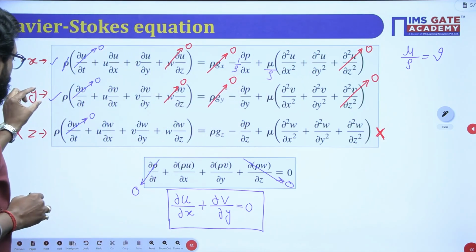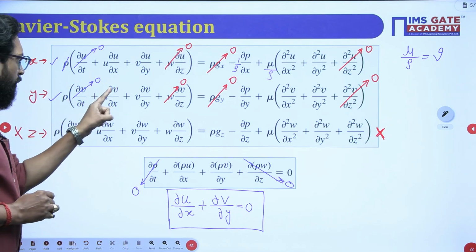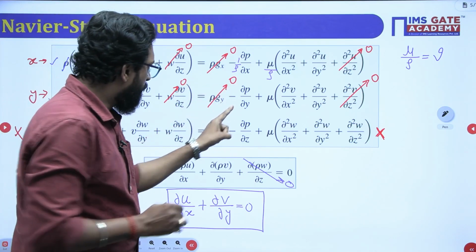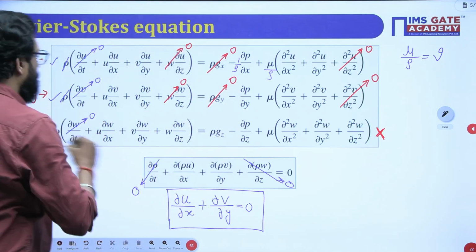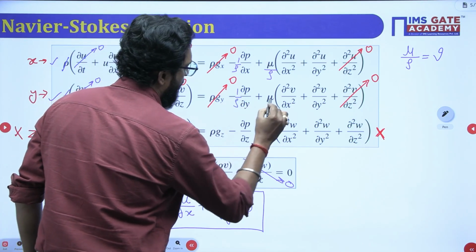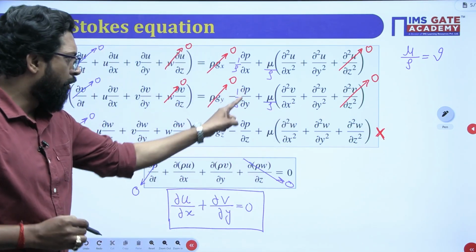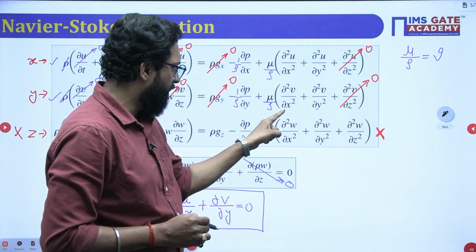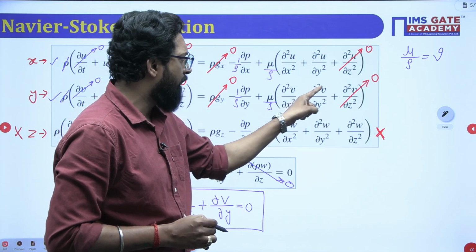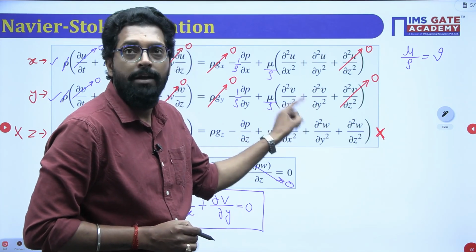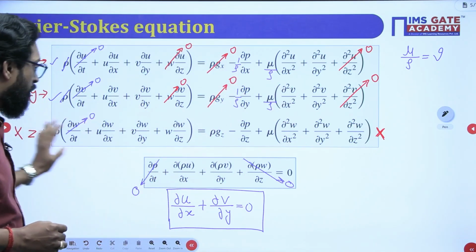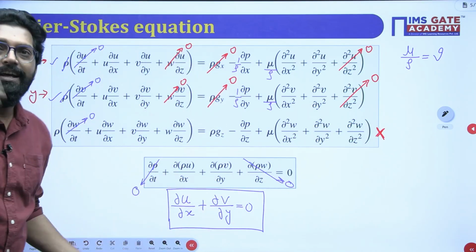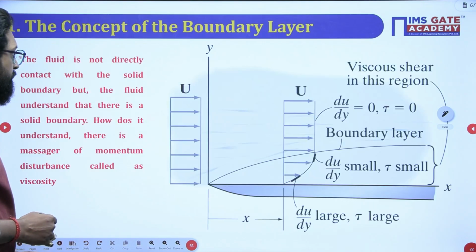What is the momentum equation in the y direction? u dou v by dou x plus v dou v by dou y is equal to minus 1 by rho dou p by dou y, plus, this is the kinematic viscosity nu, times dou square v by dou x square plus dou square v by dou y square. This is the y momentum equation, and we are not bothering about the z momentum equation, only two-dimensional flow, and this is the continuity equation. So there are three equations. We'll write this equation.